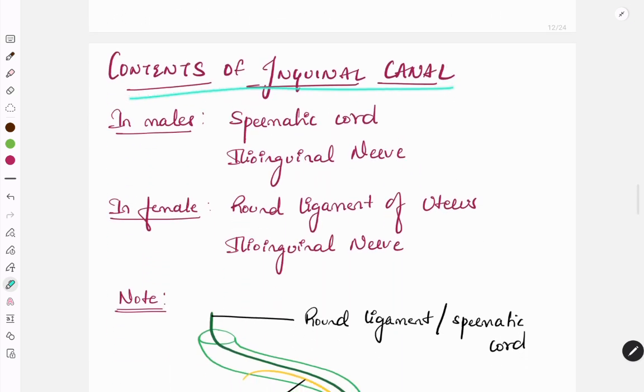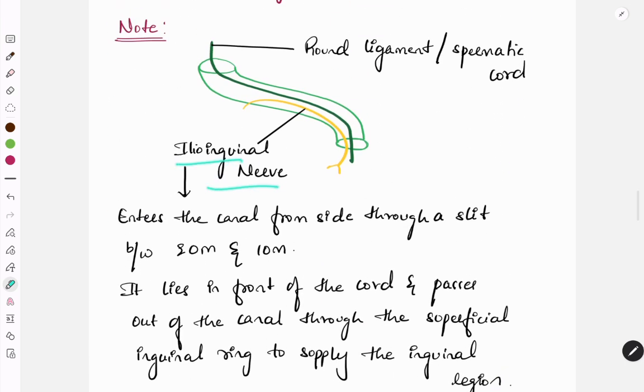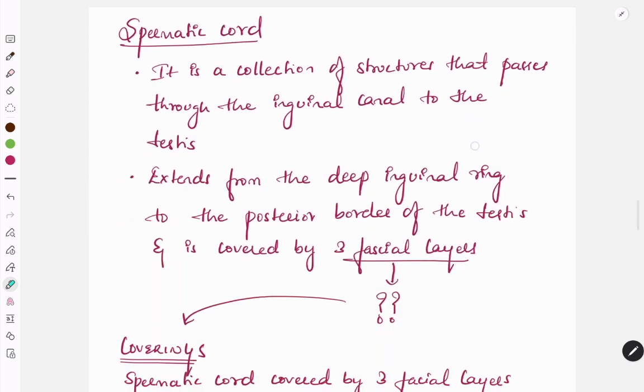Moving on to the contents. You're like, content is so easy. No, it's not just the ilioinguinal nerve. Then you have the spermatic cord, and in case of females you have the round ligament of uterus. But writing so much is not enough. You need to write the contents of the spermatic cord as well, because contents of spermatic cord are nothing but contents of the inguinal canal. We also learnt a note about the ilioinguinal nerve, how it enters in between and exits through your superficial inguinal ring.